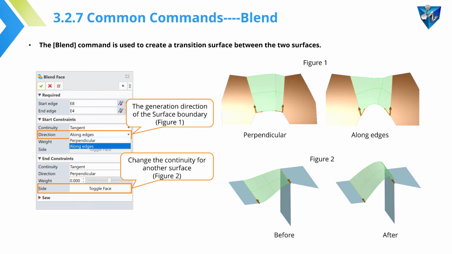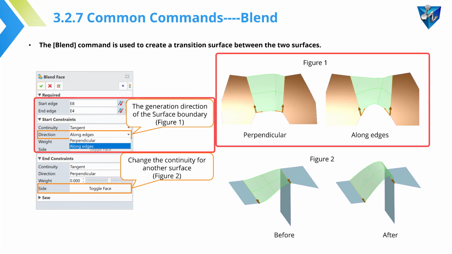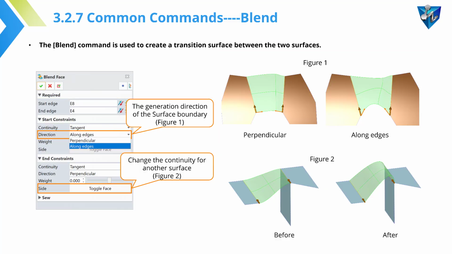Next, I want to introduce the blend command. It is used to create a transition surface between two surfaces. You can see on this PowerPoint there is a direction option. It is different from other commands that need to select the axis. There are two types under this option. They are perpendicular and along edges. You can select based on your requirements.